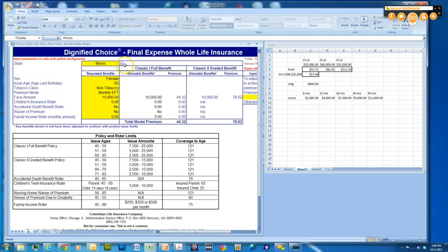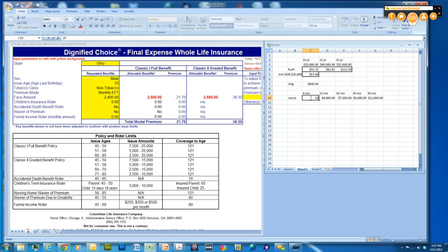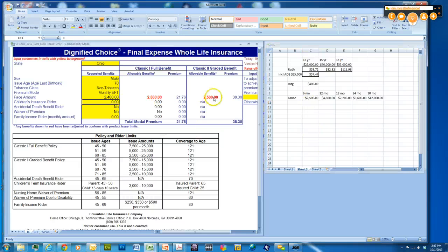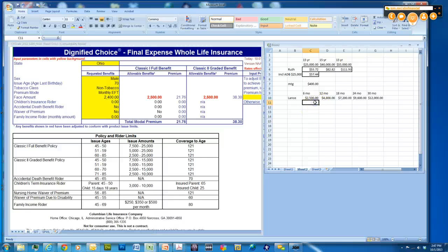So he's in Ohio. I always choose the state because I want to make sure it's available in the state that I'm writing it in. Male, he's 70, non-tobacco. So let's put in 2,400. Well, the minimum is 2,500, so right away we have to bump it up to 2,500 because that's the minimum. So 2,500 for the graded benefit is $38.30 a month.